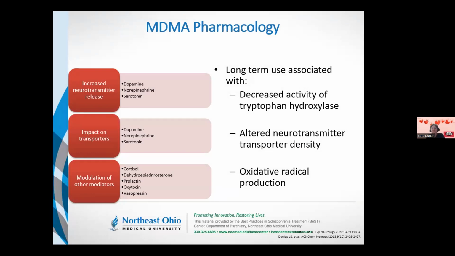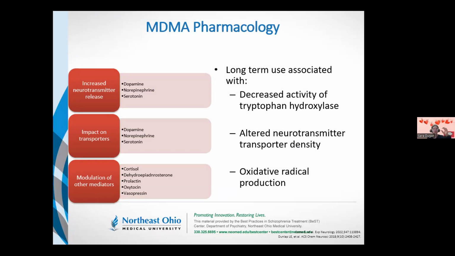So why might they use this? What exactly is it that it's doing? So it's believed, and much of this is based somewhat on human trials, but quite a bit of the initial information has come from animal trials, that there's an increase in neurotransmitter release. So for dopamine, norepinephrine, and serotonin, it appears to be able to interfere with the synaptic vesicles.